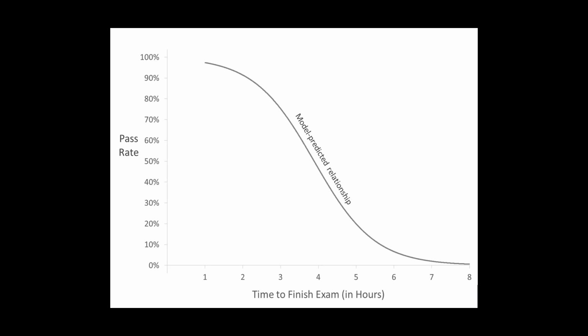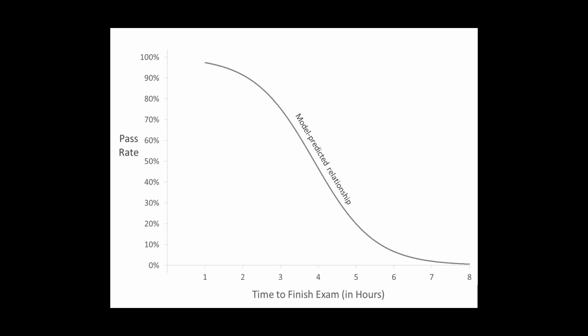Well, in this example, I took some test data from a credentialing program and fit a logistic regression model. That's what this curved line here is, just showing that using the data we have, it looks like for this long exam, the longer people take in this case, the worse they tend to do. So it looks like people who know the answers put them down right away. The people who struggle and take a long time tend to do worse overall.